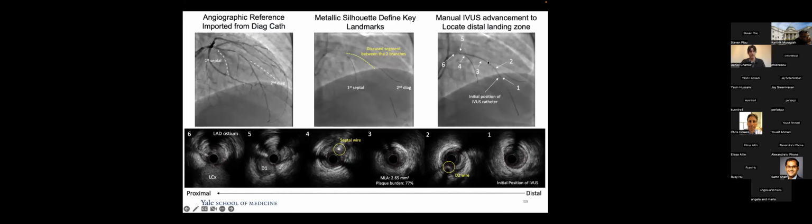And to my surprise, the most normal looking vessel was distal to the second diagonal down here. So I stop here and I start recording from here all the way back to the left main. What I found was that the lesion, although it looks focal, was a very severe and diffuse disease up to the LAD ostium, where you see this very eccentric plaque burden. So there was no way to just put a short stent here. I needed to come from this segment all the way back to the ostium.